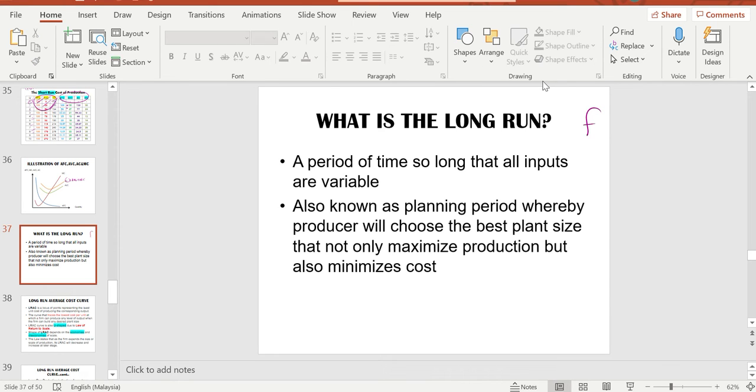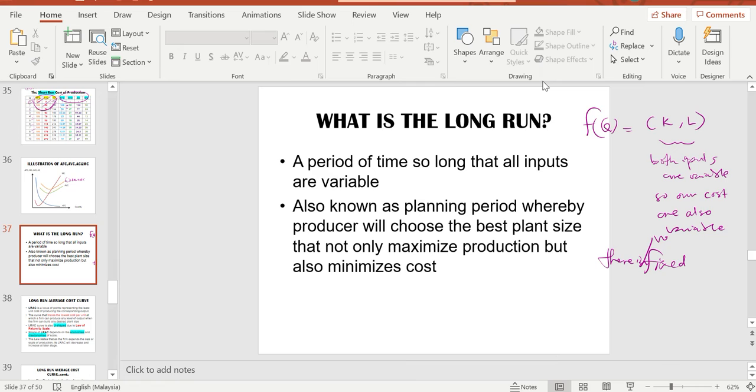So in terms of our production now, the usage of our capital and labor we don't have had, meaning that both input are variables, so our costs are also variable, berubah-ubah, tidak akan ada fixed cost. There is no fixed cost. Okay.